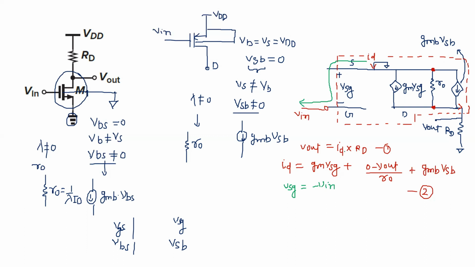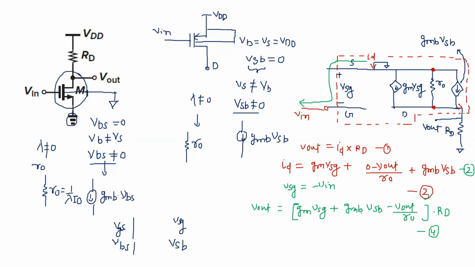If I put all the values here, if I put ID here, then V out equal to GM VSG plus GMB VSB minus V out by R naught, and this is completely multiplied with your RD. This is your second equation, and this is your third equation. This expression, the fourth equation, comes by putting the second equation into the first. After that, we can replace this VSG with minus V in, and this VSB.